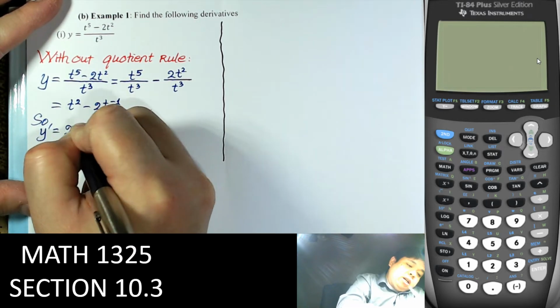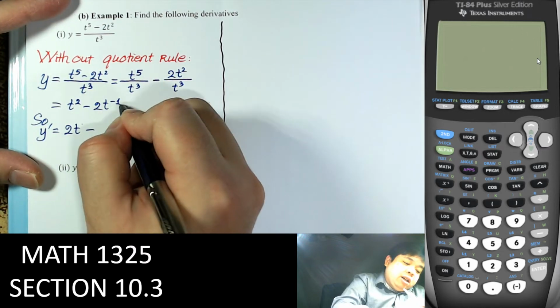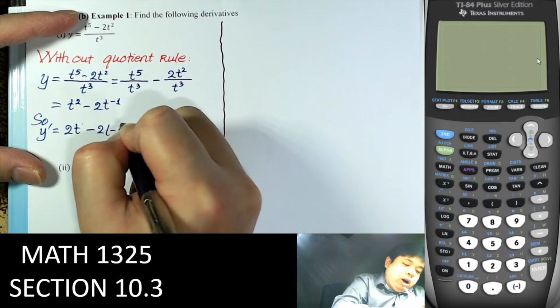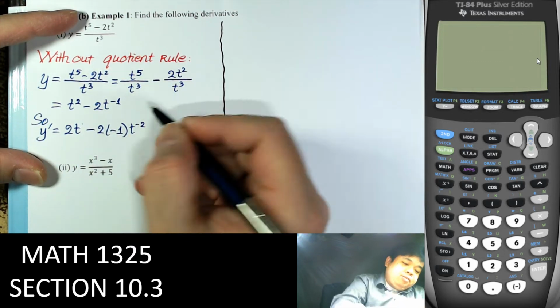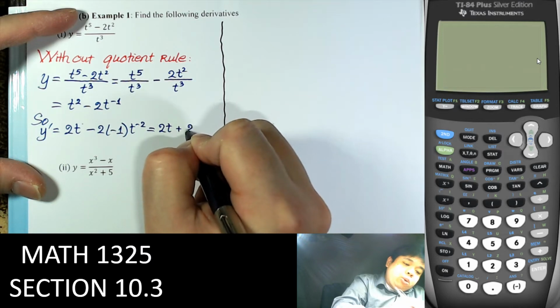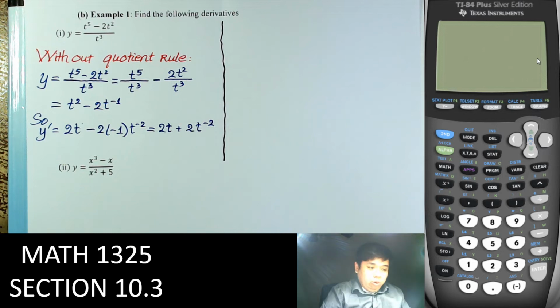The derivative of t squared is 2t, and the derivative of this is negative 2. Take out the negative 1, original power minus 1. So we have 2t plus 2t to the negative 2. Right. So that is the derivative without the quotient rule. Now let's use the quotient rule.